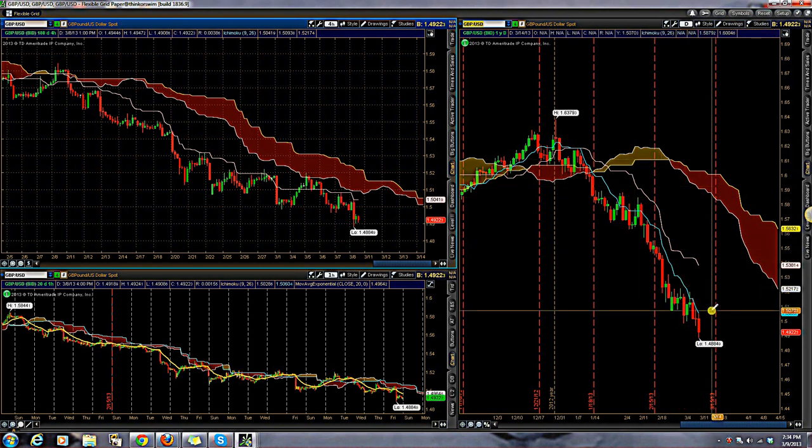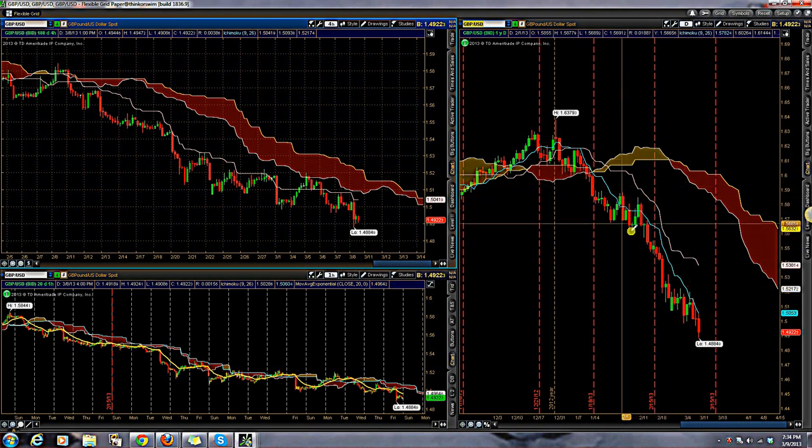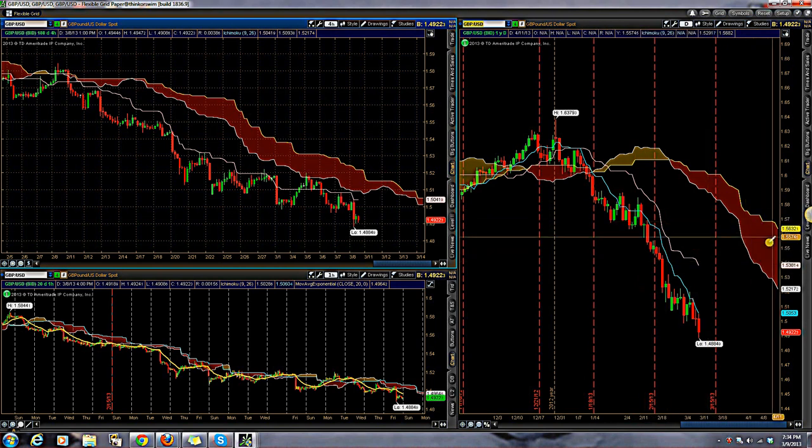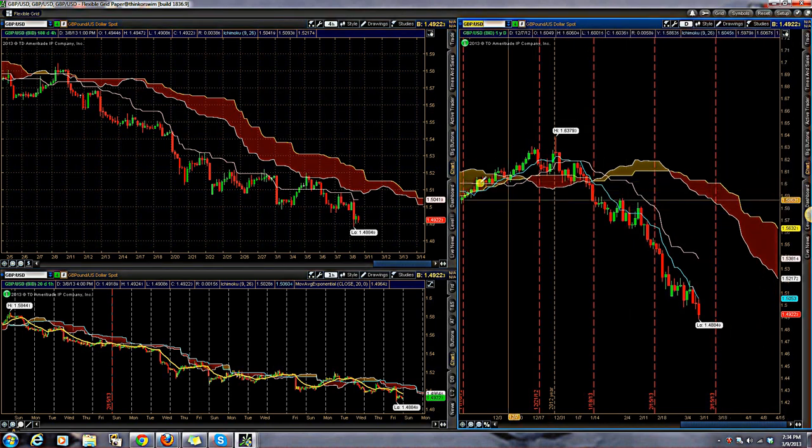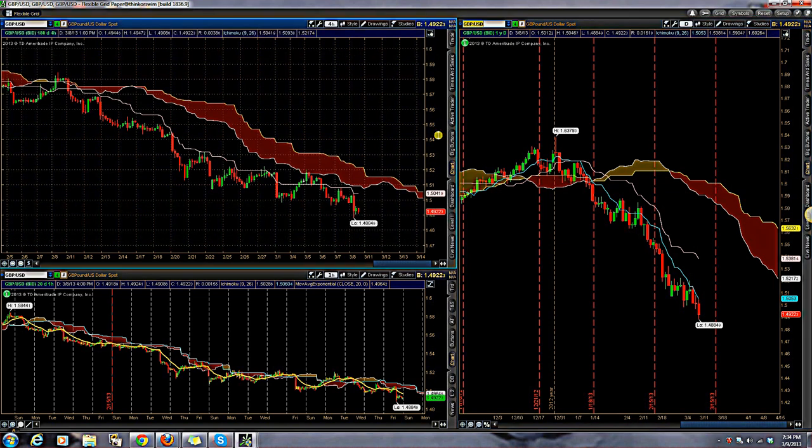It hasn't happened yet. Alright, we have the slope of the daily Tenkan, Kijun, and the slope of the future clouds all pointing to the downside, indicating what? That the trend is very strong to the downside. So what should we do?